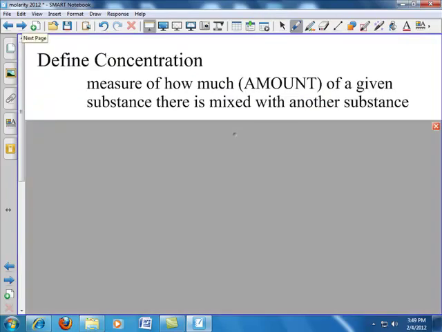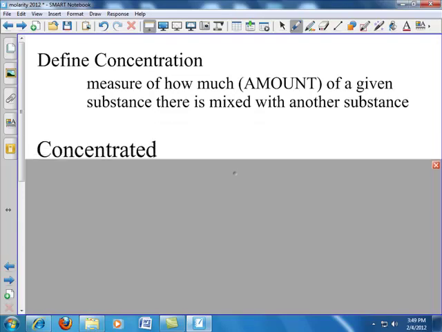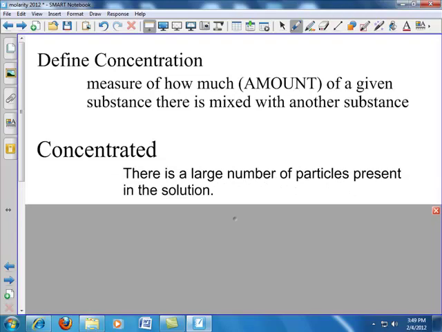Now, we're going to get into this whole idea of concentration. Concentration is how we measure how much of a substance there is mixed with another substance. And when we talk about substances that are concentrated, that means what to you? Hopefully you're saying that if something's concentrated, there is a large number of particles dissolved that are present in the solution. And there's a lot of them.